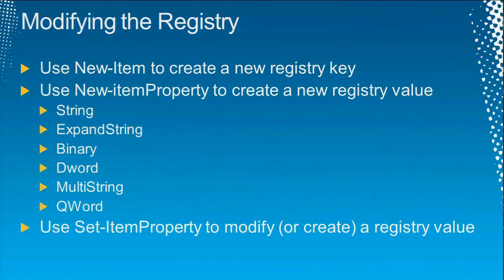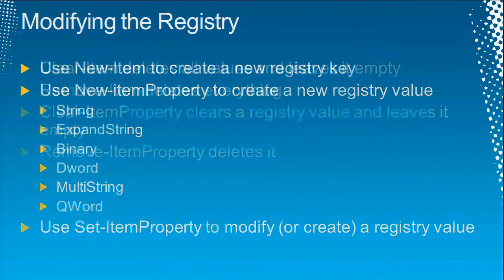New-ItemProperty, if you try to create a new key that already exists, it will complain. There's a -Force parameter which should override that. I tend to just use Set-ItemProperty for everything, and then I don't have to worry about overriding something that already exists.